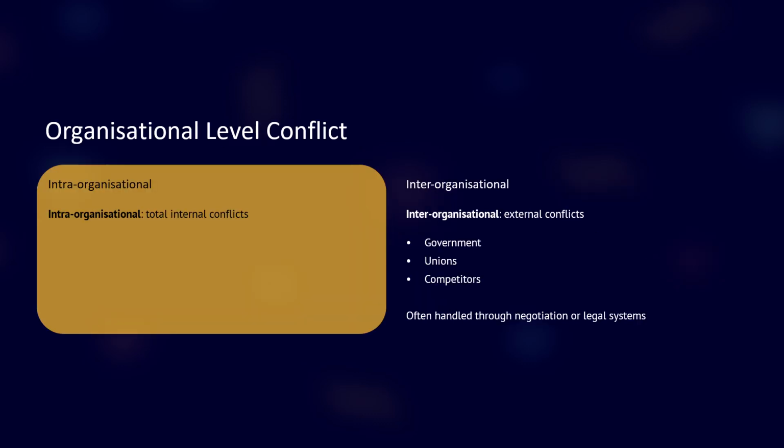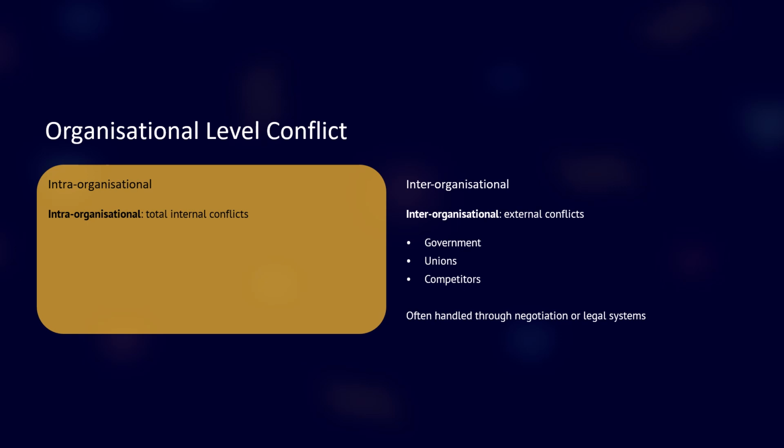At the highest level, we have organizational conflict. Intra-organizational conflict is basically the sum of everything we discussed so far. All the fights between individuals and groups inside the company. But there is also inter-organizational conflict. This happens between two different organizations.